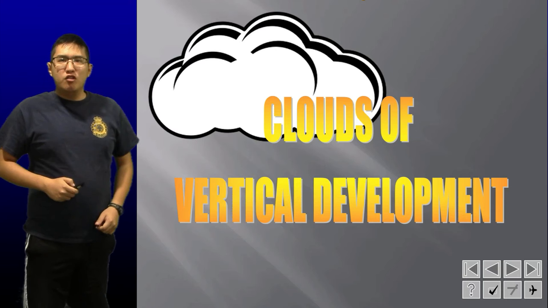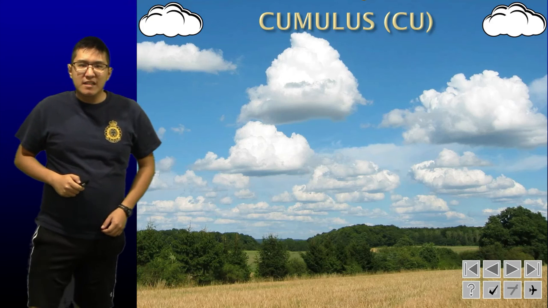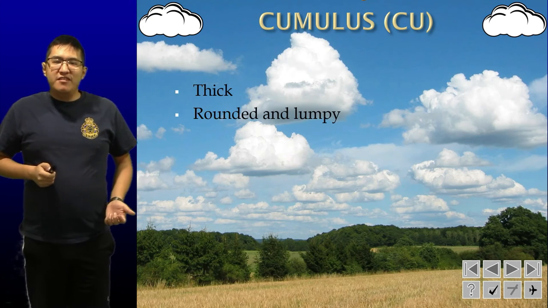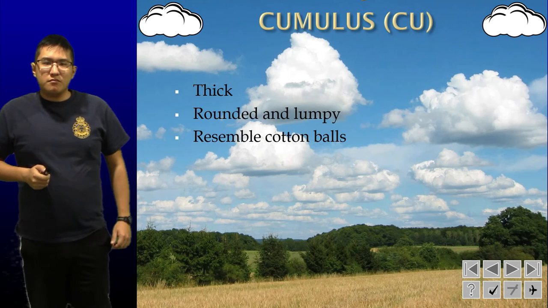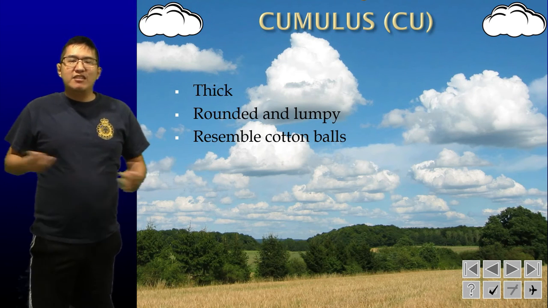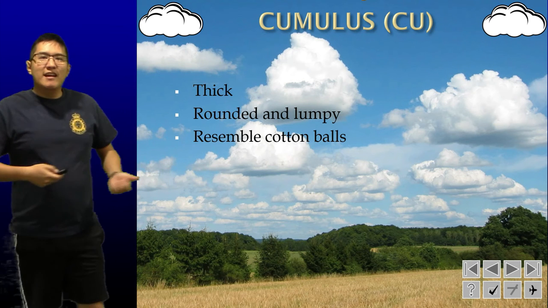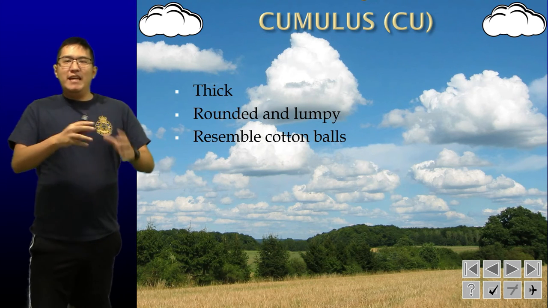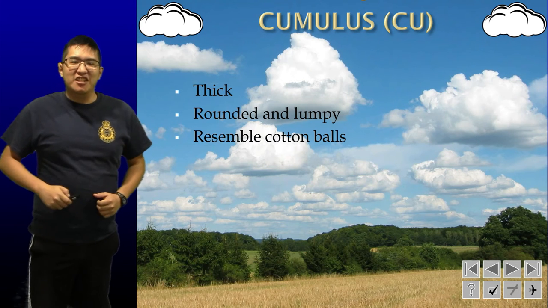Now, clouds of vertical development. Let's start off with the cumulus cloud, with abbreviation CU. Cumulus clouds are thick, rounded, and lumpy. They resemble cotton balls. So this is more like the kind of clouds we all used to draw back in kindergarten. They're not big and poofy and friendly looking, though. They're actually not that friendly.